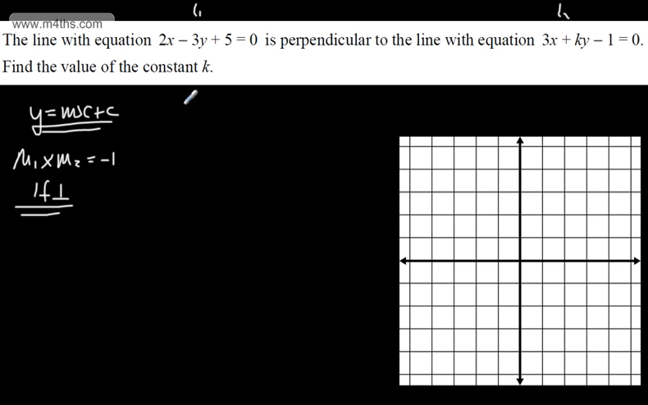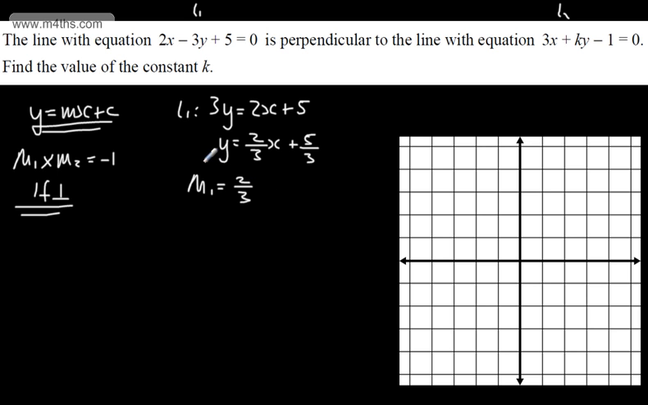So if we look at line 1, rearranging this in the form y is equal to mx plus c, 3y will be equal to 2x plus 5. I've simply added 3y to both sides of the equation. So y is going to be 2/3 x plus 5 over 3. There we go. I've simply now divided through. So from this, the gradient m1 we can evaluate at positive 2/3. I'm going to leave that just there.